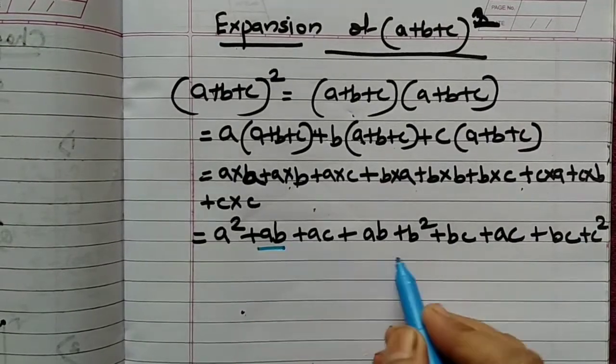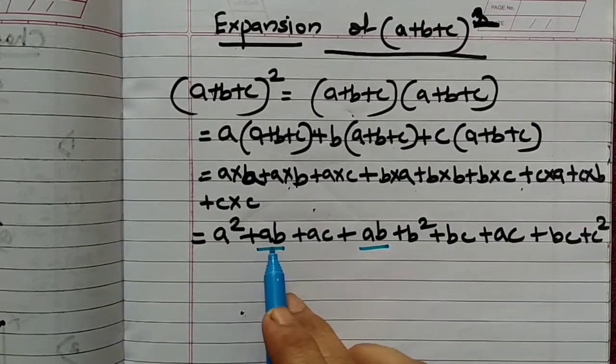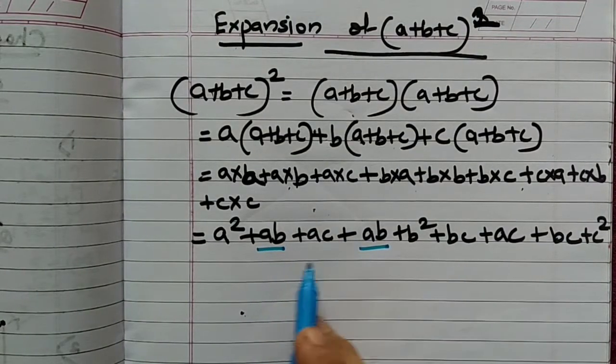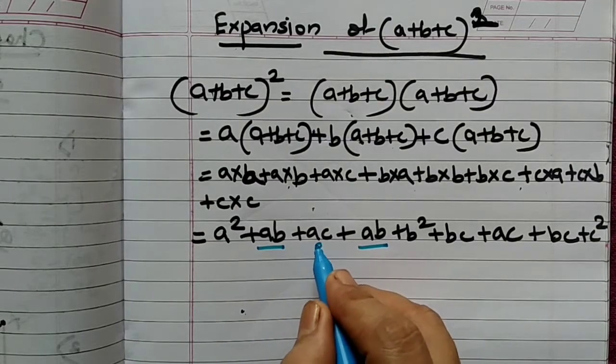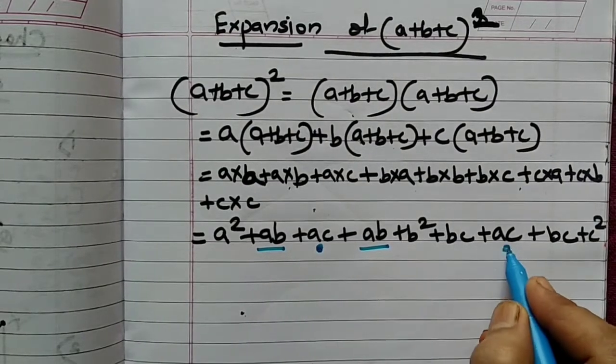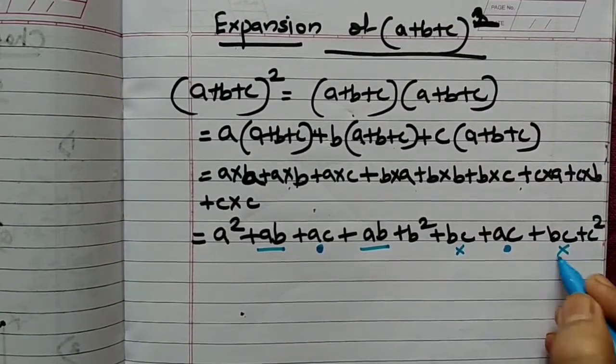Now this is AB, this is also AB. So there is 1 AB and this is 1 AB. So we will have 2 AB. Same way now, this is AC. I'll put a circle down. This is also AC. This is BC and this is BC.